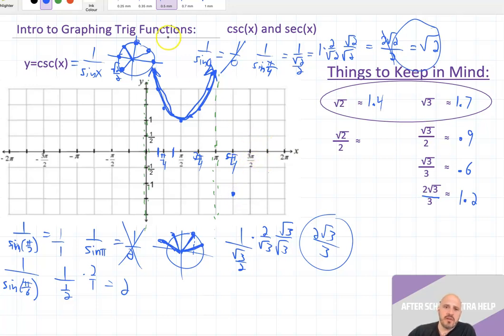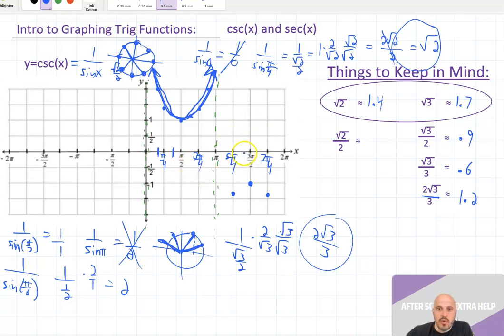Let's put in 3 pi over 2. Well, 3 pi over 2 is down here. What's the sine value down there? Negative 1 this time, right? So 1 divided by negative 1 is going to give us negative 1. And you could probably guess what 7 pi over 4 is going to give you. If I continue to 7 pi over 4, you get this same number again, but it's a y value, so it's negative. 1 divided by negative root 2 over 2 simplifies to negative root 2, again about negative 1.4.